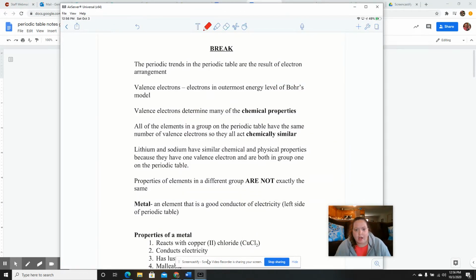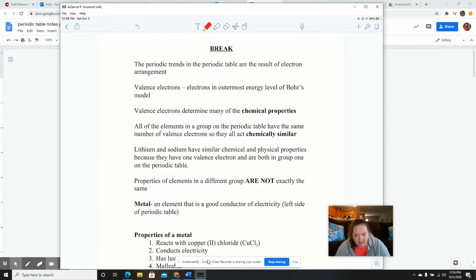Hey guys, today we are going to continue on to our introduction into the periodic table. Today we're going to look at the parts of the periodic table. We're going to look at metals, nonmetals, and metalloids. So let's just go in and take a look right now.